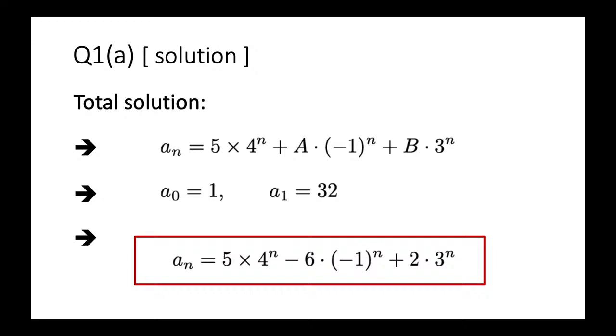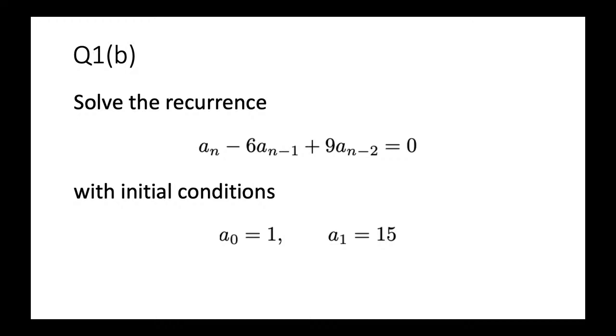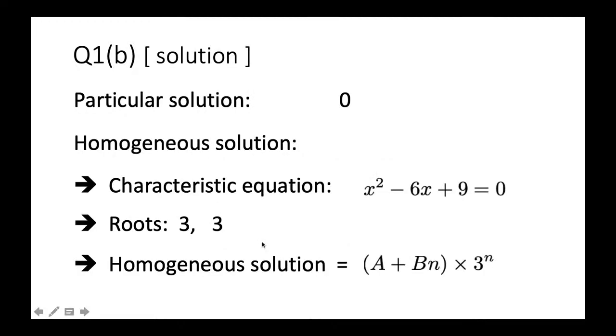Okay, this is Q1A. For Q1B, we do the same thing, but this time the recurrence relation is just a linear combination of these a_n terms, which is equal to 0. So in that sense, 0 will be the particular solution. This will make the problem much simpler. And then we have the initial conditions, a_0 is equal to 1, a_1 is equal to 15. We proceed with the same idea. We find that the particular solution, 0, is one of it.